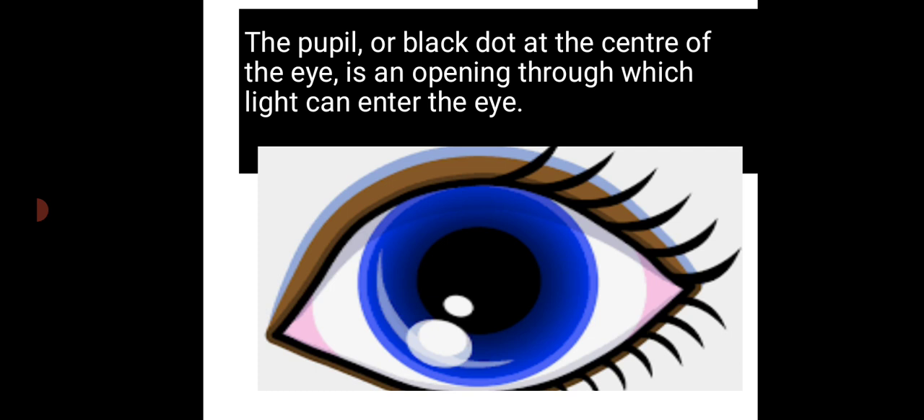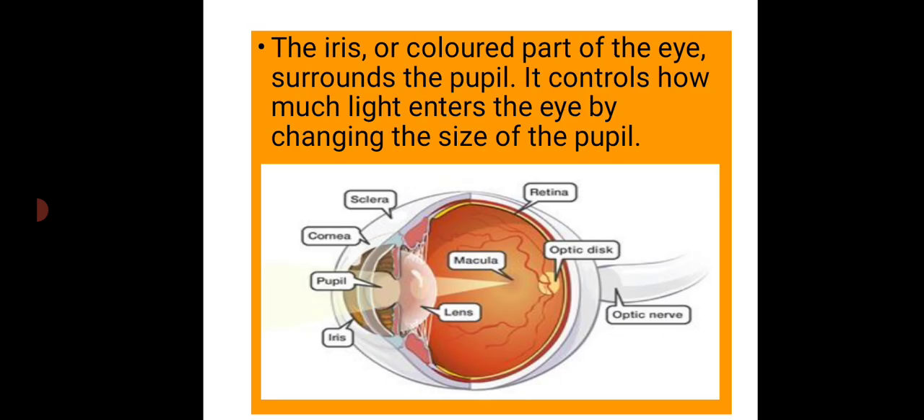Now the pupil, or the black dot at the center of the eye. Can you see the black dot at the center of the eye? It's an opening through which light can enter the eye.